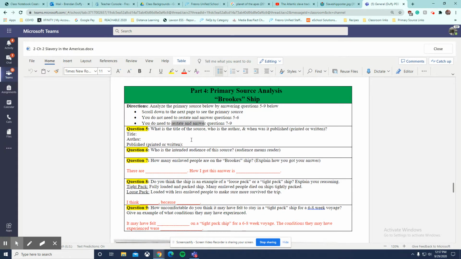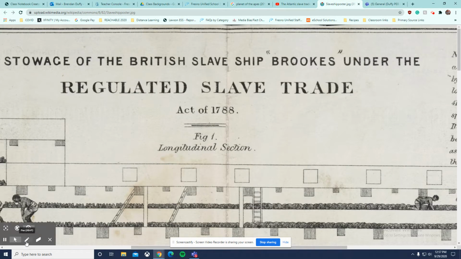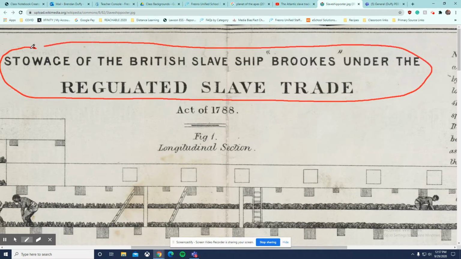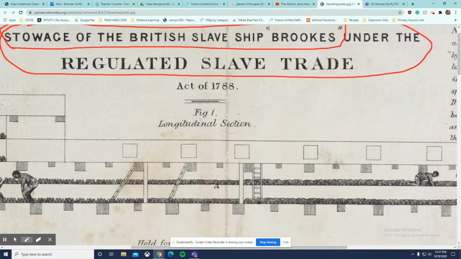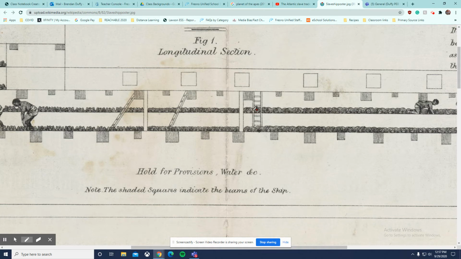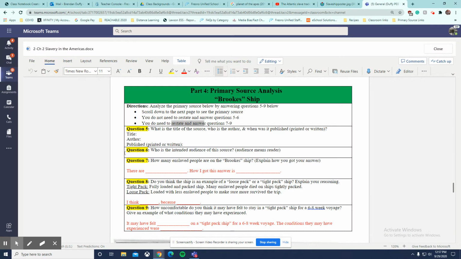So, question 5. What is the title of the source? Who is the author? And when was it published? So, printed or written. The title is usually going to be at the top, so I can probably assume that this is my title. A short version, we can call it just this part. Stowage, meaning the storage area of the ship, so the below decks of the British slave ship Brookes. So that's what I'd write on title.